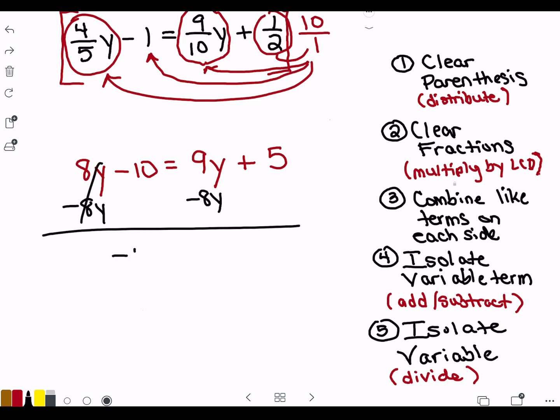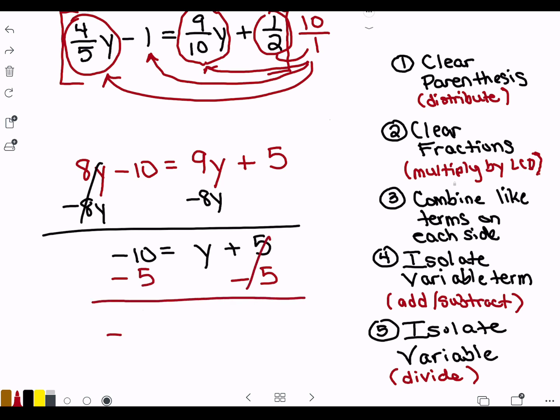So I subtract 8y since I'm jumping over the equal sign. That's going to give me 1y, or just y. And now I need to subtract the 5 because I need the variable term to be by itself. So I subtract the 5 and I end up getting negative 15 is equal to y. In this case, I didn't have to isolate the variable because it's already isolated. So I didn't have to do that last step. So I get y is equal to negative 15.